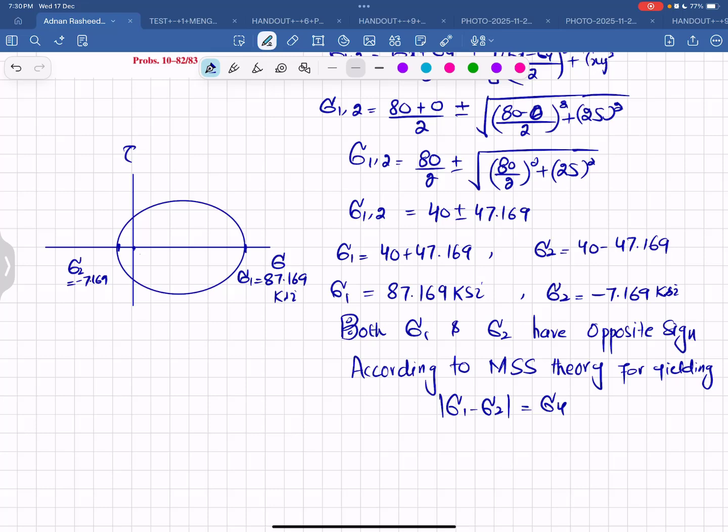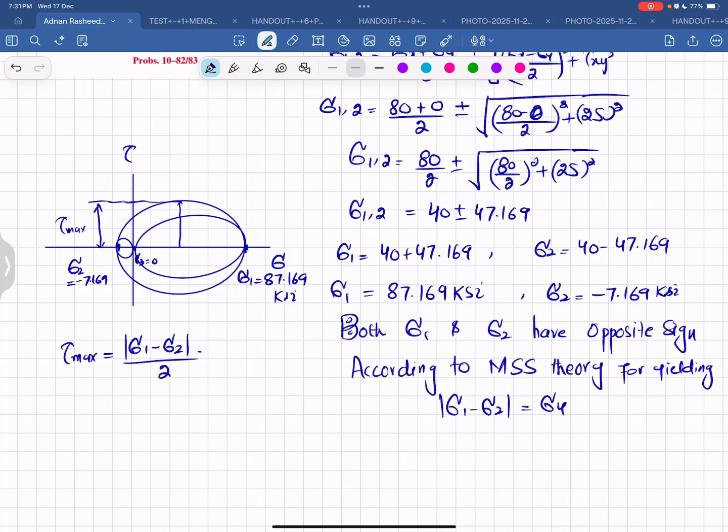Now here sigma 3 is equal to 0. So if you draw the Mohr circle between 2 and 3, it will be like this, and from 1 and 3, the Mohr circle will be like this one. Now the maximum shear stress will be this one. This is the maximum shear stress due to this loading, which we have to find, and this maximum shear stress is equal to sigma 1 minus sigma 2, divided by 2.